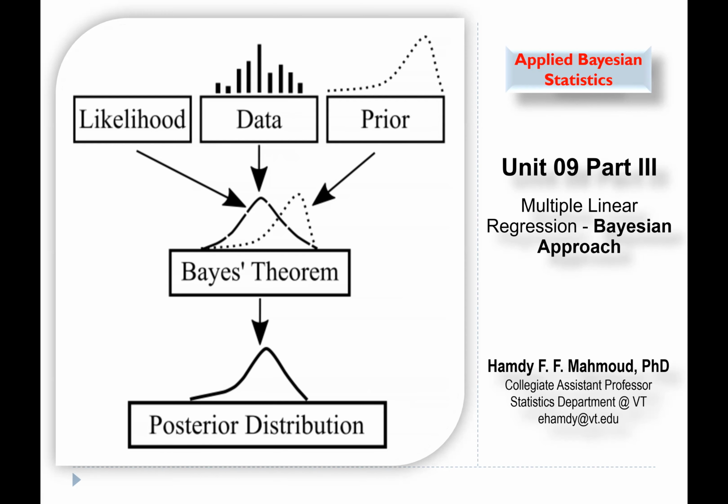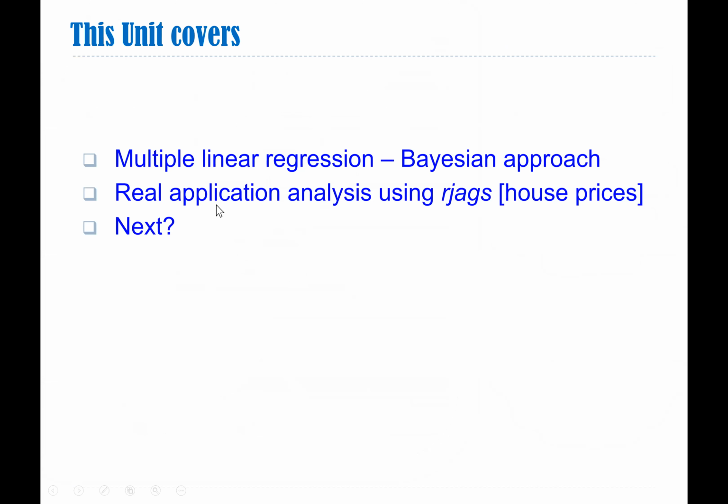So this is Unit 9, Part 3, Multiple Linear Regression, Bayesian Approach. We covered the simple linear regression, which has only one explanatory variable and one response variable. But now we need to cover many explanatory variables and one response variable. And then I will apply the idea on the house price data that you are familiar with. And then I will talk about what is next.